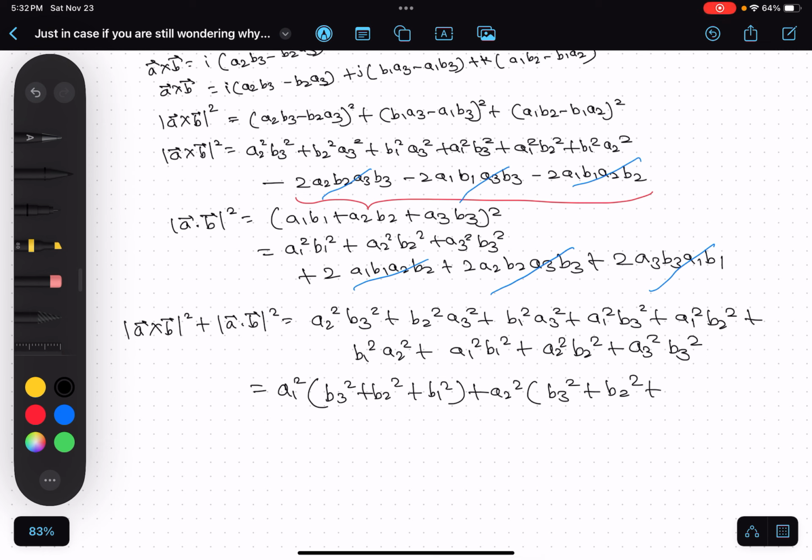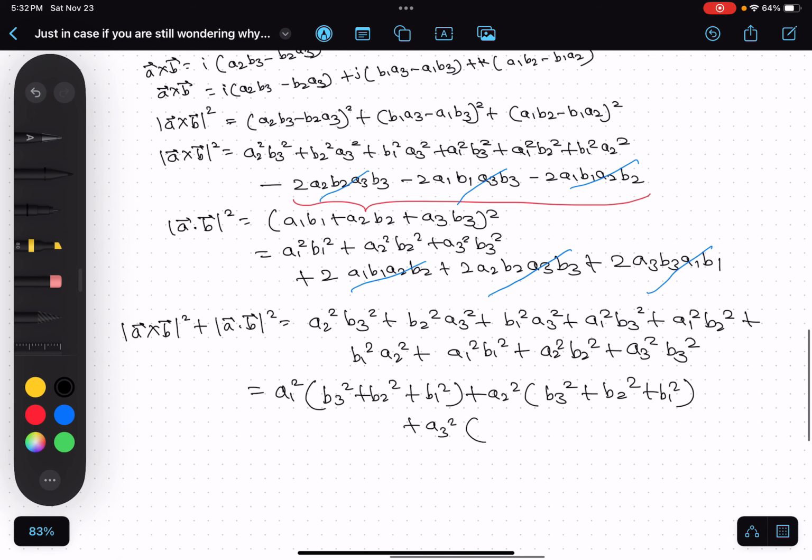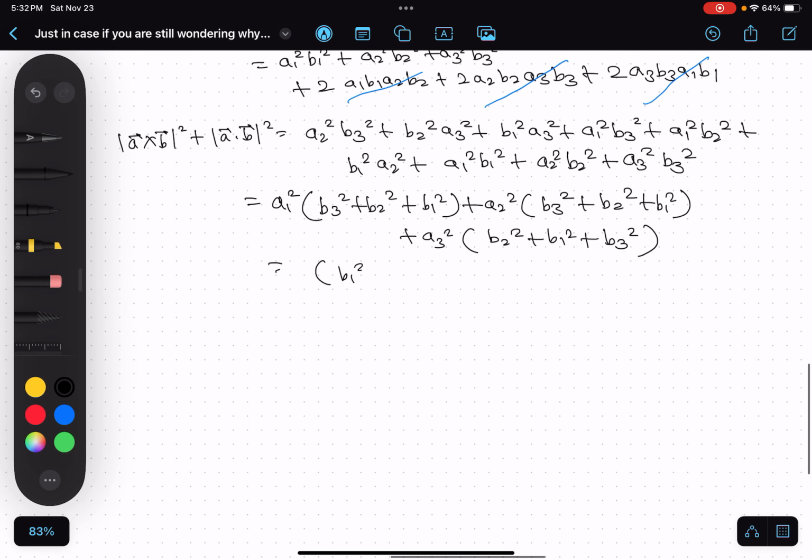Oh sorry, there's no mistake. So there's also b1 square. So b1 square plus a1, with a3 square, that's just b2 square plus b1 square plus b3 square, right? Now if you again take b1 square plus b2 square plus b3 square common, what we will get is a1 square plus a2 square plus a3 square, right?